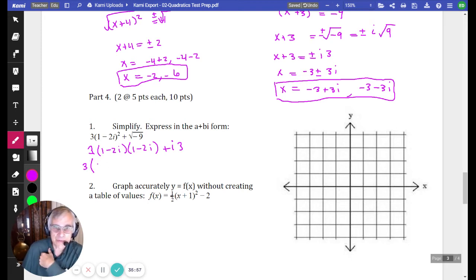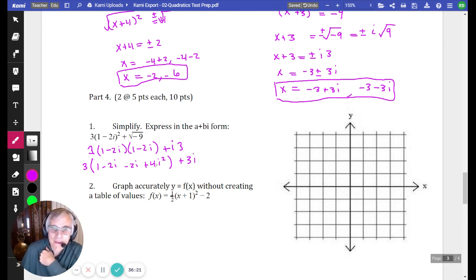So again, keeping the 3 here, and I'm going to put a big set of parentheses. 1 times 1 is 1. Negative 2i times 1 is negative 2i. 1 times negative 2i, doing the outer product, is negative 2i. And then negative 2i times negative 2i is positive 4i squared, close paren, plus 3i. I just changed the order of the i and the 3.